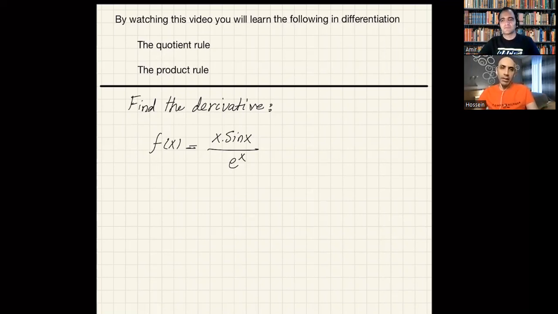So the problem is finding the derivative of f of x, which is equal to x times sine of x divided by e to the x. So Amir, welcome, and the floor is yours.